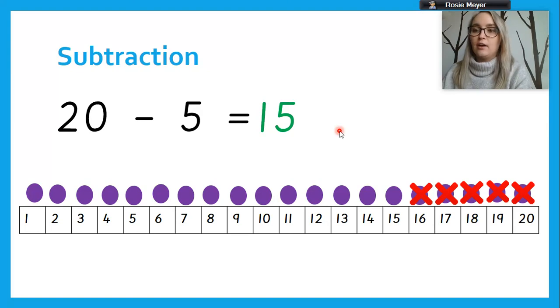And on there are a number of number sentences for you to have a look at, but there aren't any objects. So you might want to draw on your sheet the amount of objects you need and cross them off as you go along.